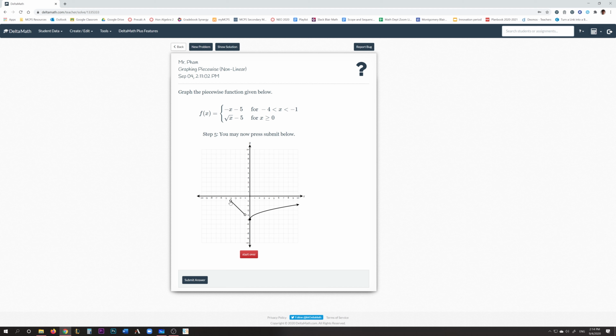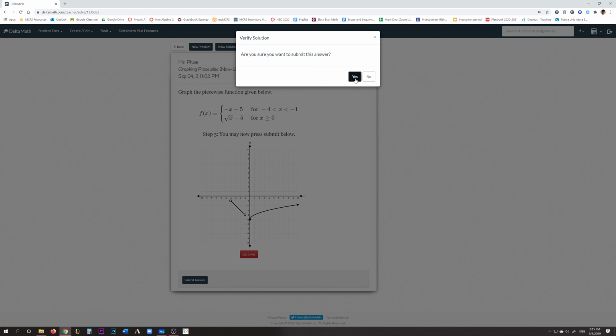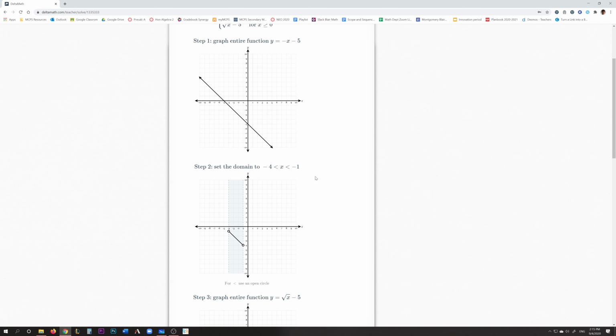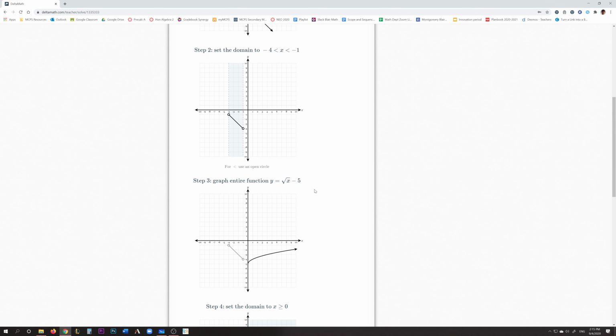Let's double check. This is a line with a slope of -1. The y-intercept would have been at -5. That looks good. It's being restricted from -4 to -1. That looks good. And this is a square root function that got shifted down by 5. It's being restricted from 0 to infinity. So there's a closed circle. That looks good. Submit our answer. And we are done. So that's how you do these type of examples.